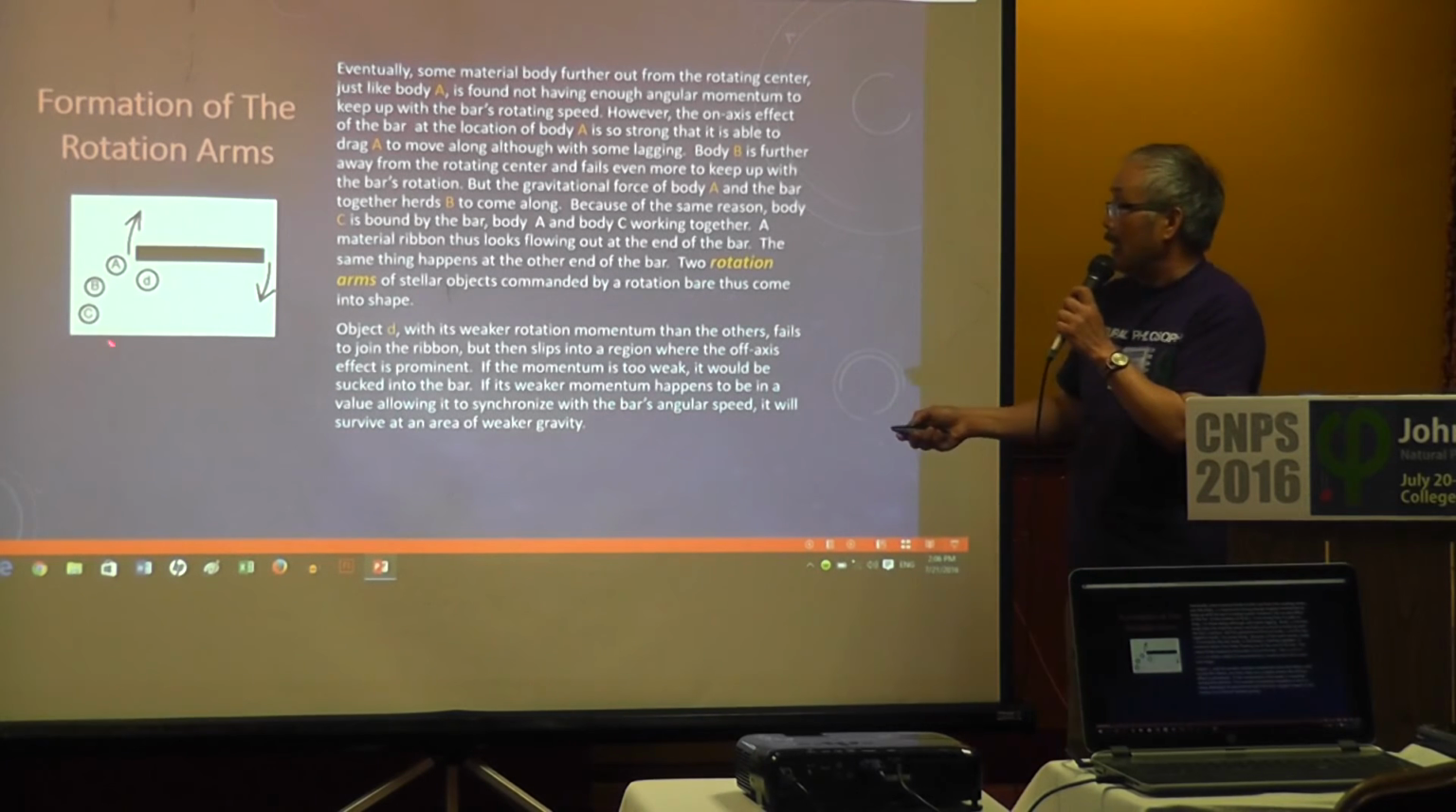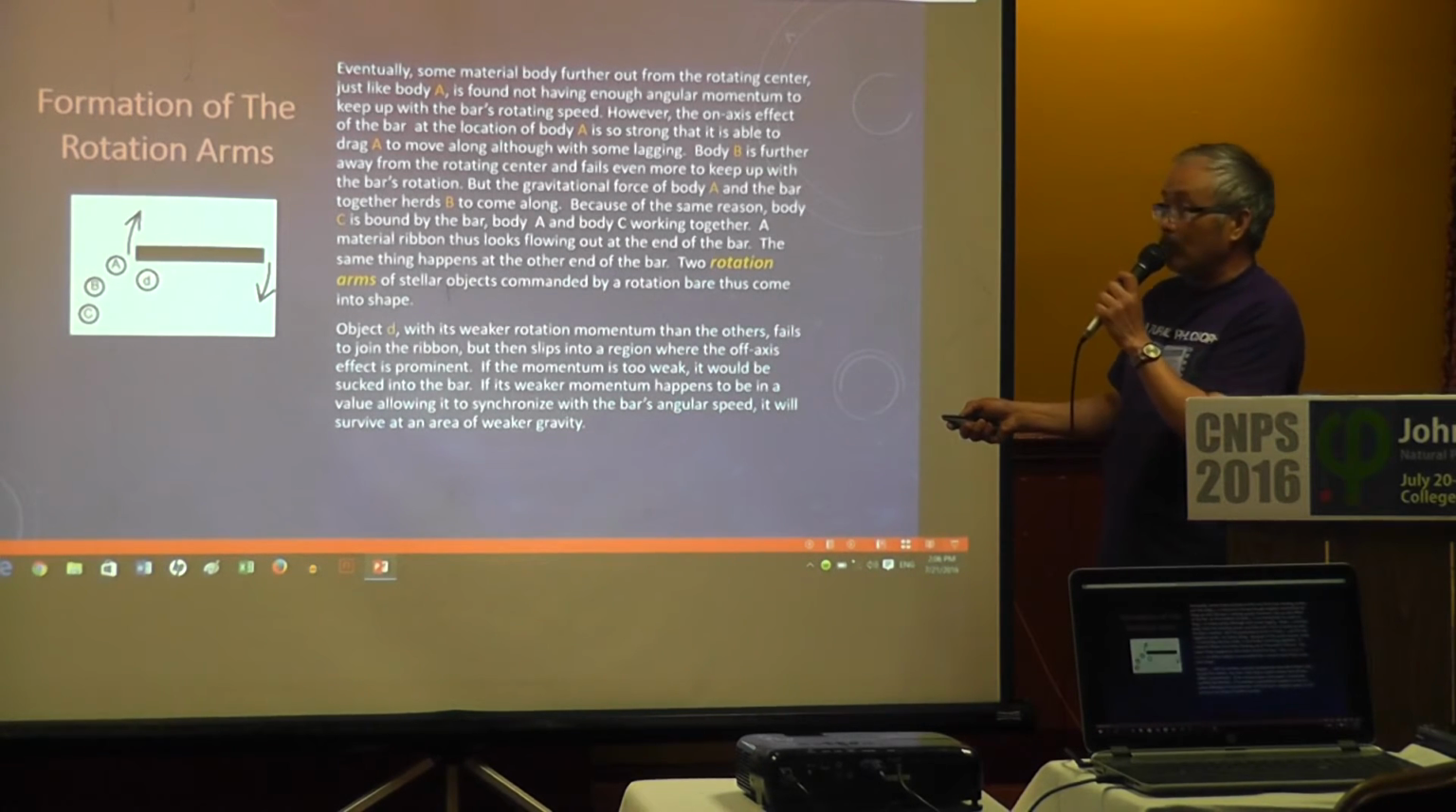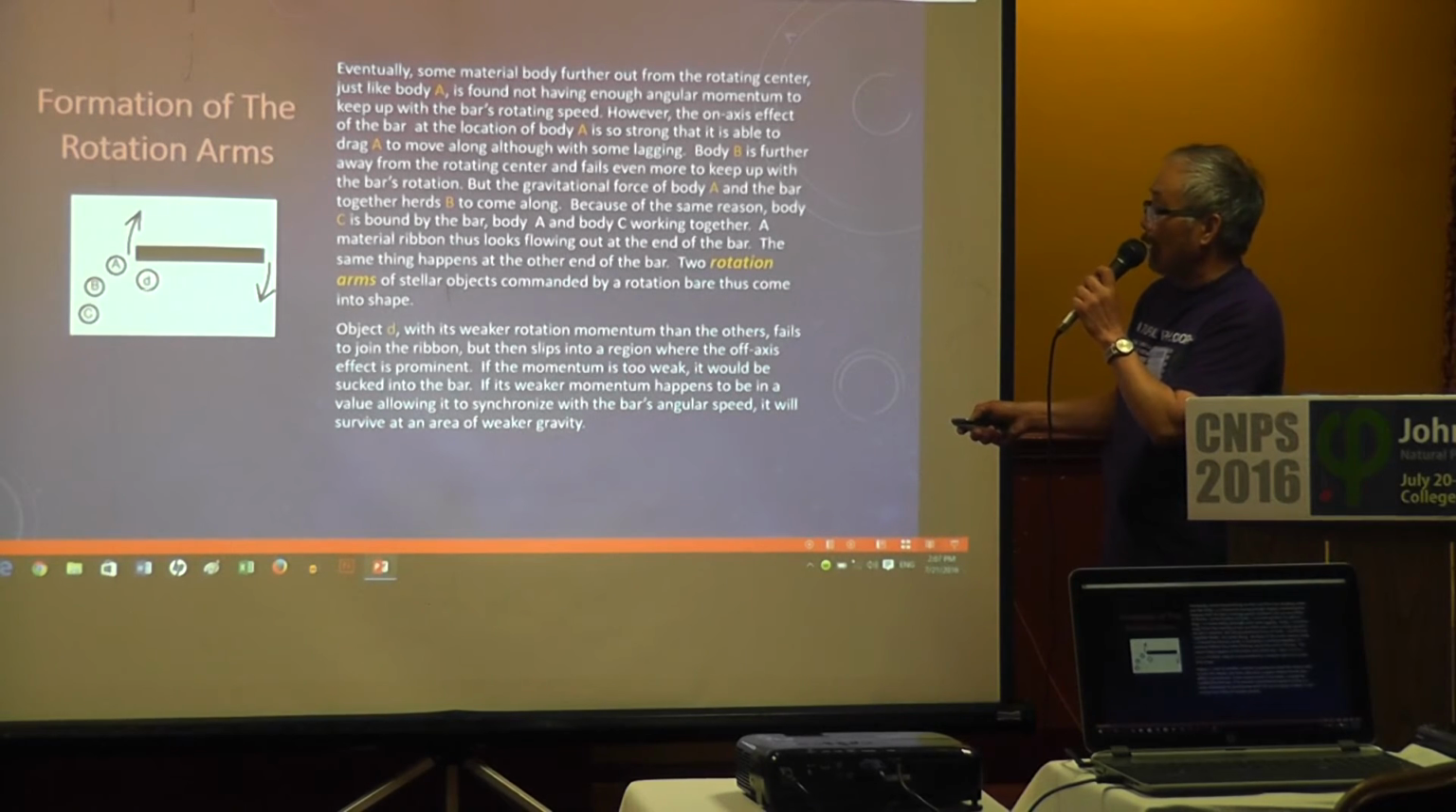But nevertheless, some material bodies have angular momentum that is too weak, unable to keep up with the rest. And then there are two fates waiting for this body D. It will either get sucked in by the bar if the angular momentum is really so weak. However, it may also have the angular momentum at the right value, and it can resist the gravitational pull of the bar.